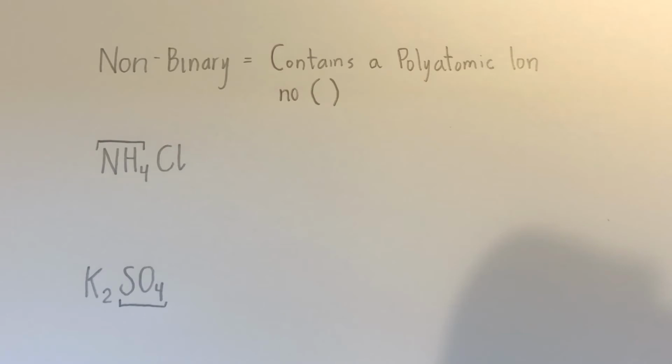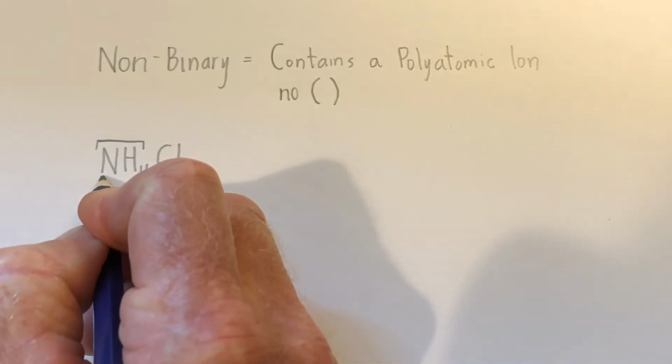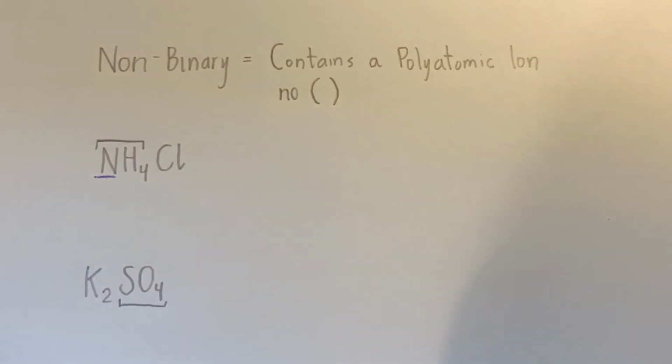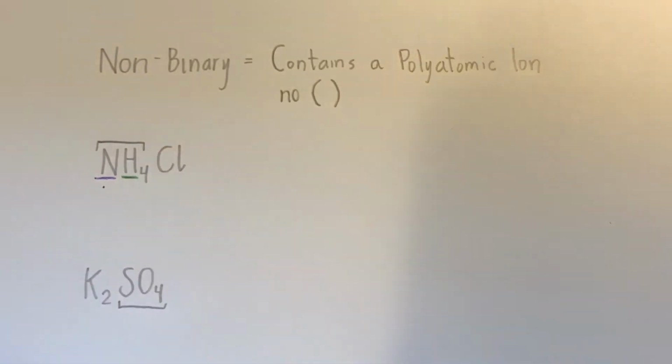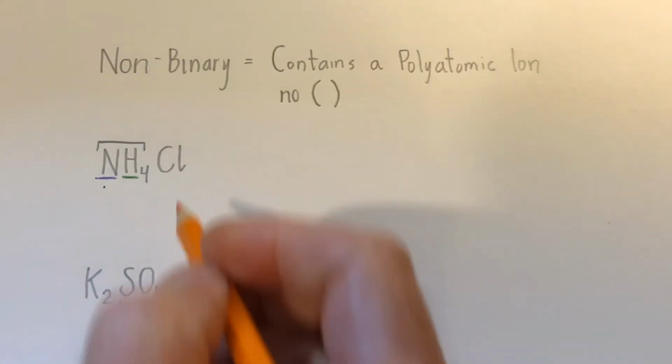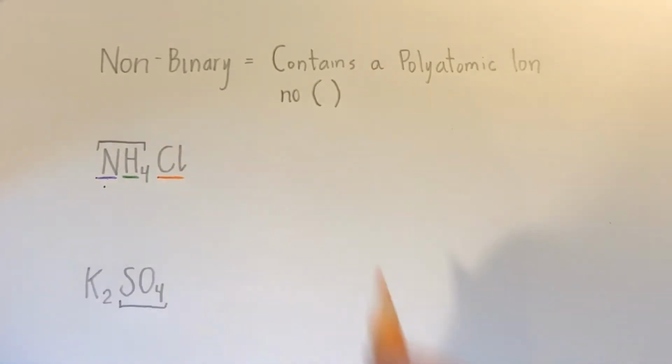And even though we're going to use a different color for every element in the formula, the first thing we want to do is build the polyatomic ions and attach them to the other individual atoms. So in the case of ammonium chloride, I'm going to use purple for the nitrogen, green for the hydrogen, and orange for the chlorine. I'm going to start by building the polyatomic ion ammonium, the NH4, which says that I need one nitrogen atom connected to 4 hydrogens.